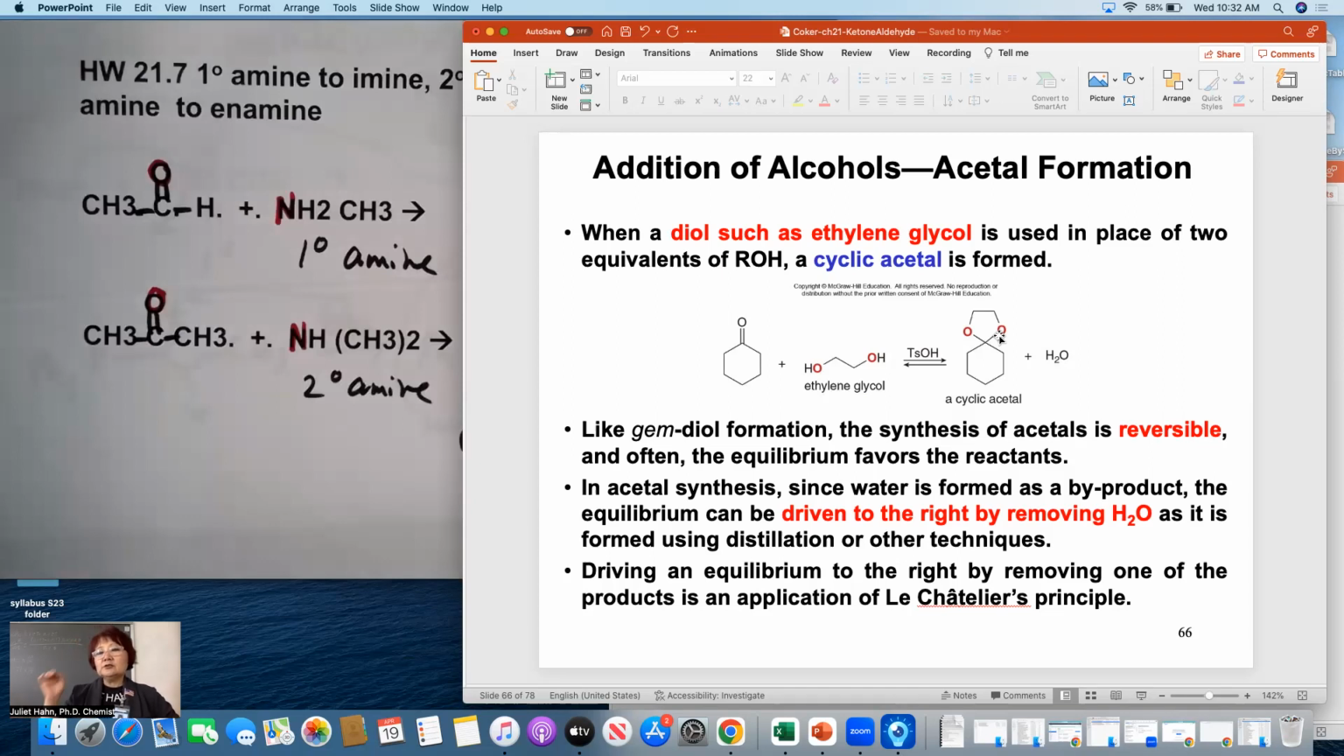So the advantage is you can then have the diol, the cyclic acetal, to protect your carbonyl carbon so that it doesn't do any reactions. And then you can remove this and have it go back to the ketone by adding acidic water to it. So this is a well-known synthetic method for protecting your carbonyl carbon.